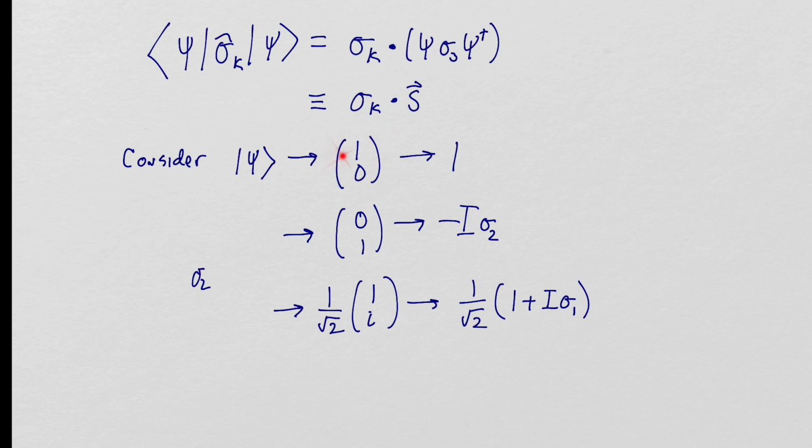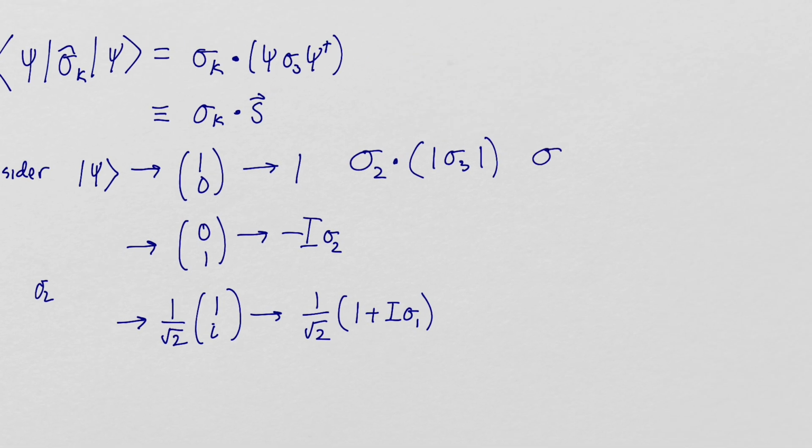First, let's take psi to just be your standard up state, which is represented in the geometric algebra by the scalar 1. So this is the height of easy. If I wanted to calculate, say, the expectation value of the sigma 2 operator, as I would normally think of it in Pauli terms, I would take the dot product of this with 1 sigma 3 1, which is going to be sigma 2 dotted into sigma 3, which is going to be 0.